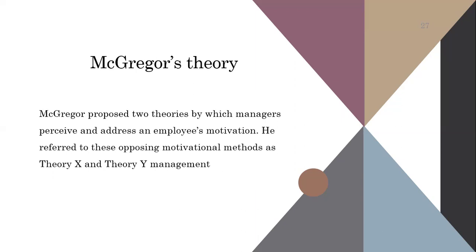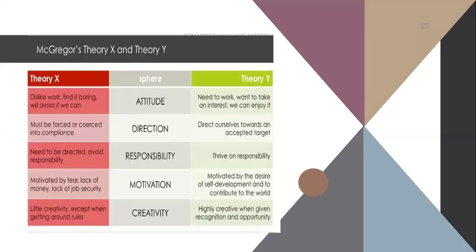Moving on to McGregor's theory. This theory of motivation in management was provided by McGregor, and he proposed two theories, theory X and theory Y, by which managers perceive and address an employee's motivation. He referred to these opposing motivational methods as theory X and theory Y. Now we're going to see in tabulated form the differences between these two theories.